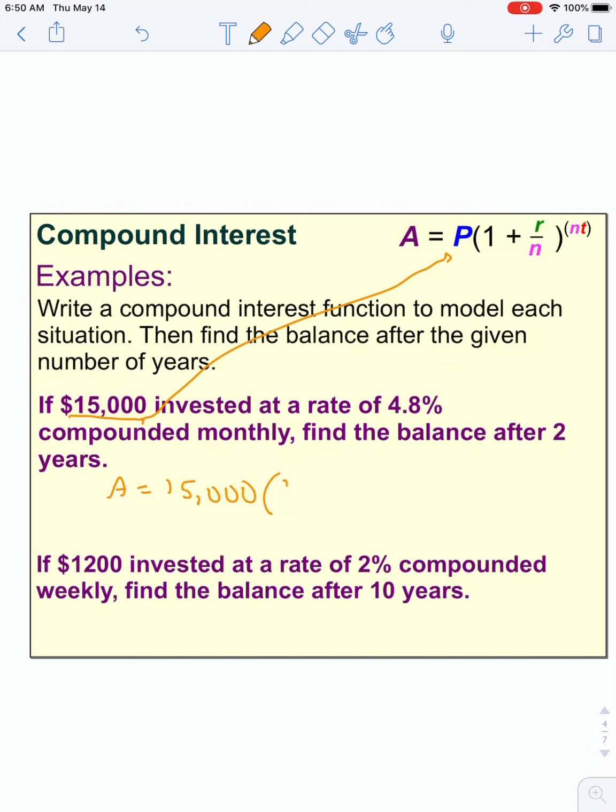Okay, then we have 1 plus our rate. It has a rate of 4.8% right here. So remember, that has to change to a decimal, which means you're going to move the decimal point over 2 places, and this is going to be 0.048, or take 4.8 and divide it by 100. So now I have 0.048 is my rate, divided by the number of times it's compounded. It's compounded monthly here. So that's 12 times per year. So I put in a 12 right there.